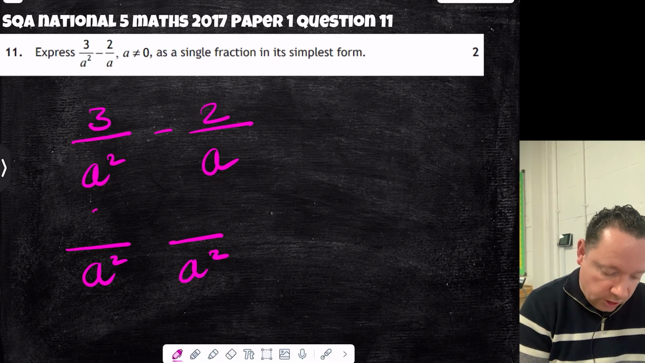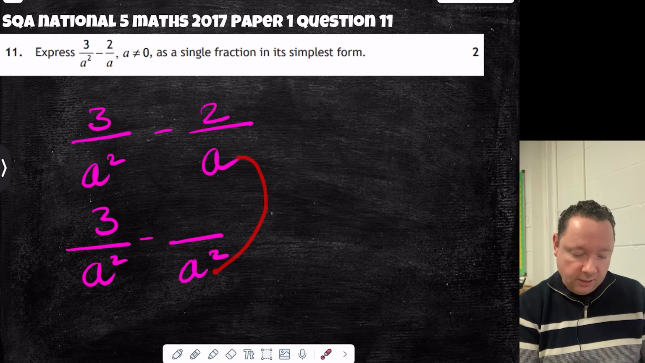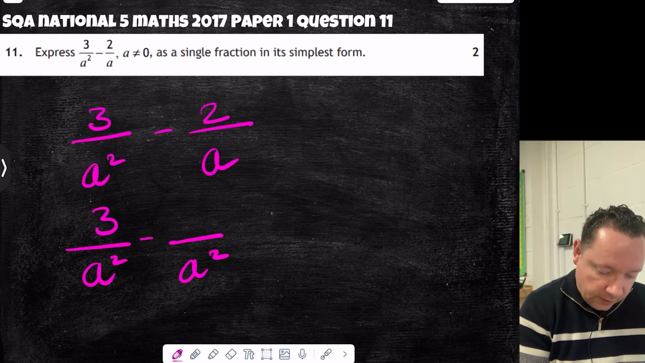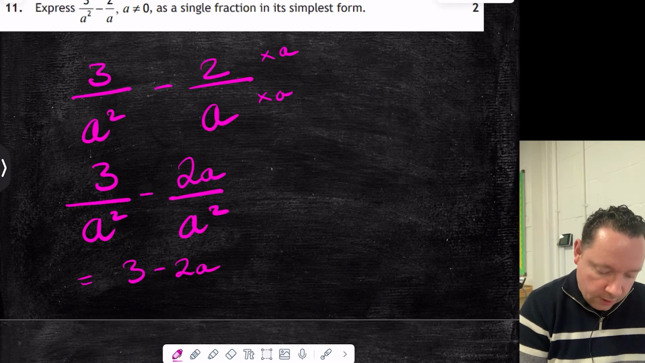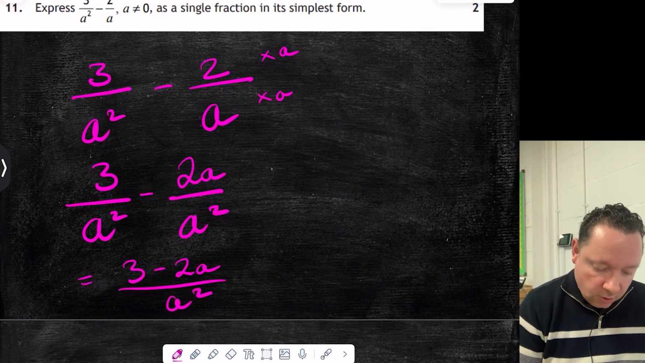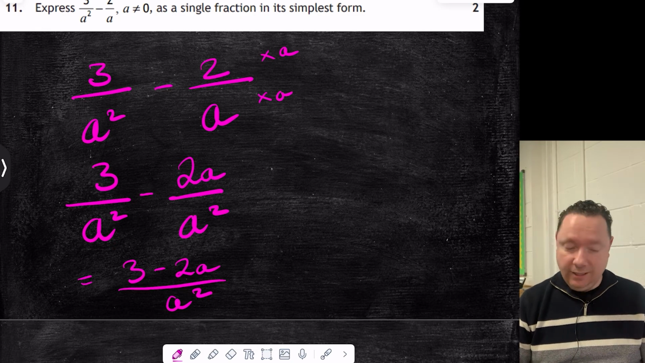So this one's not changed. But this one, to get from a to a squared, I need to times by a. So I'm timesing the bottom by a and the top by a. So I've got 2a on the top. So that gives me 3 minus 2a all over a squared. Try to take out any common factors, there isn't any, so I'm done there.